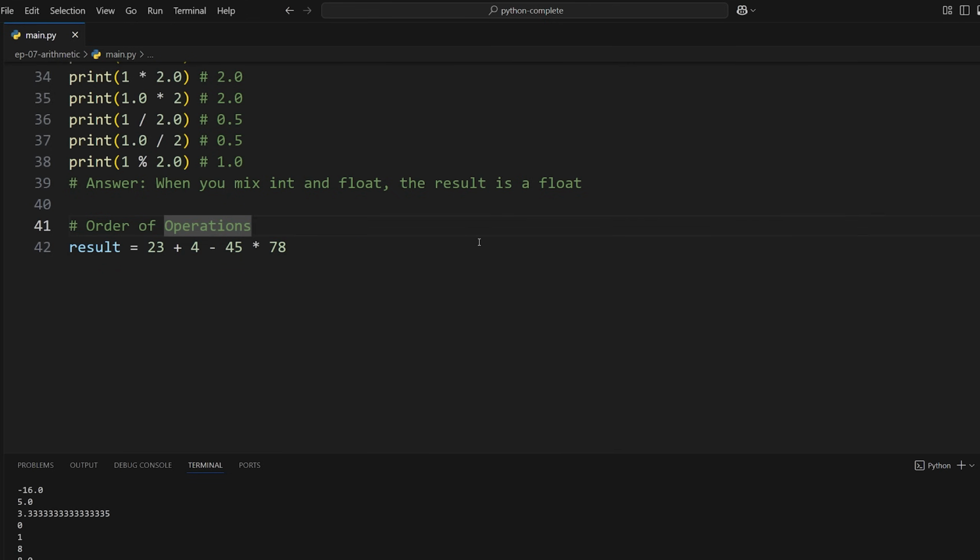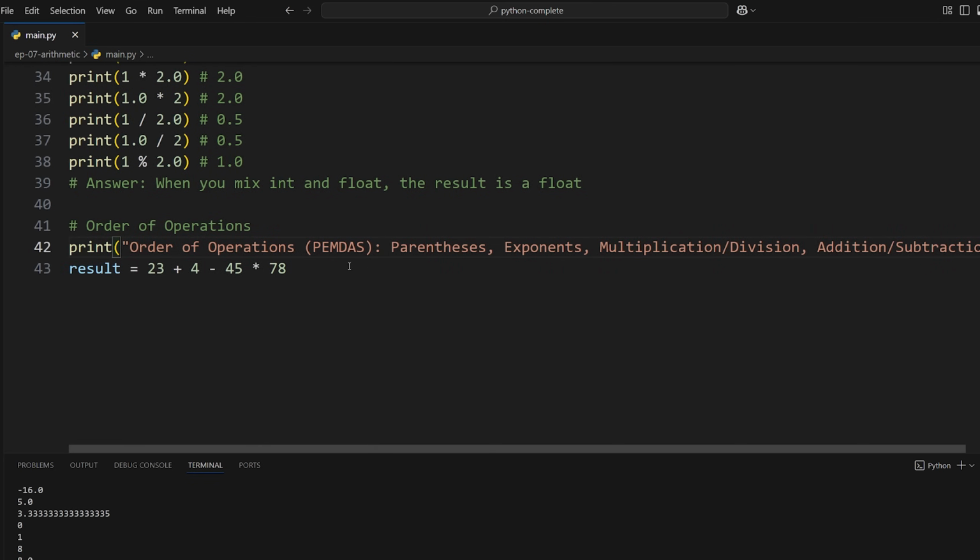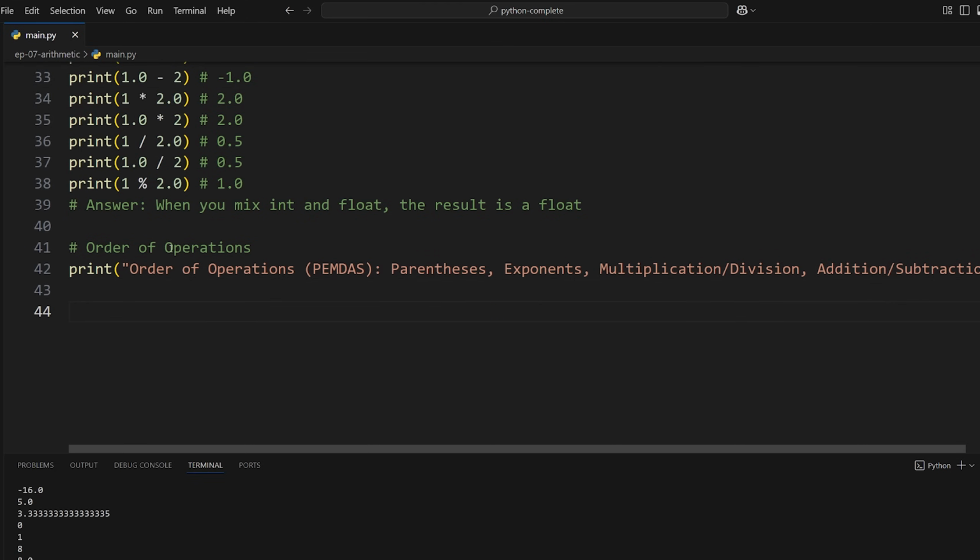So the great thing is that if you've learned about order of operations in school, it's the same exact thing for Python. So it's PEMDAS, which stands for parentheses, exponents, multiplication slash division, and then addition slash subtraction. That's the order that math is done within a math expression. All this means is that if you have a math expression like this, this is the order that the operations are done in to give you the final result. So I'll get rid of that and let's just start simple.